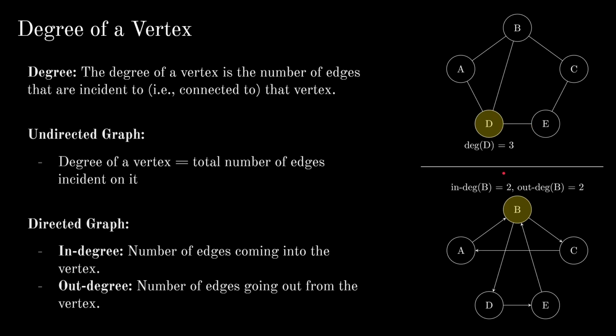For a directed graph, this becomes a little bit more complicated. Looking at B, you can see that it has an in-degree of 2, because we have AB and EB, but it also has an out-degree of 2 because it has BD and BC.